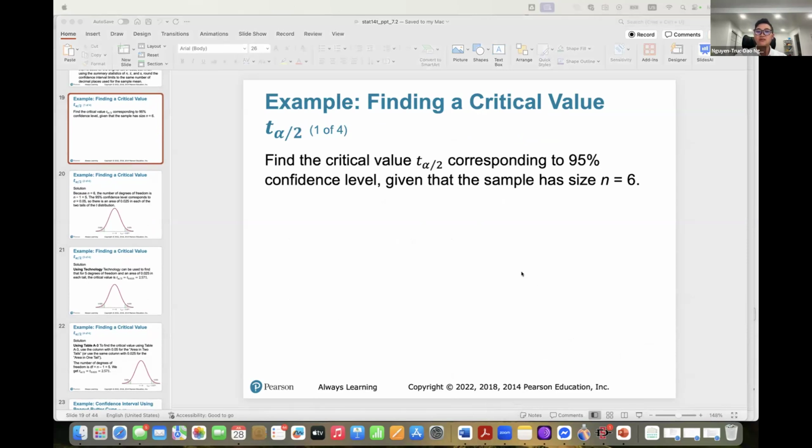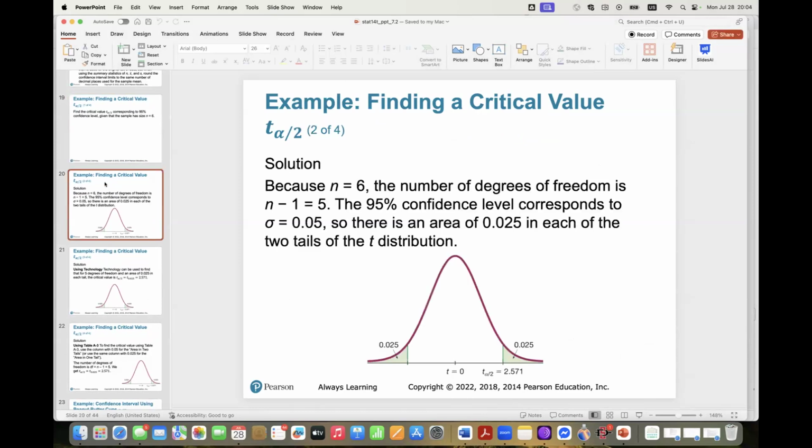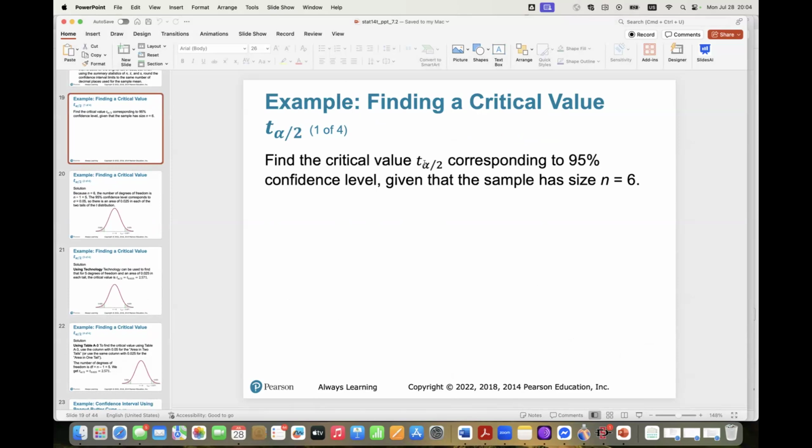Can you see the example on the screen here, Chelsea? Yes. Yes, right?